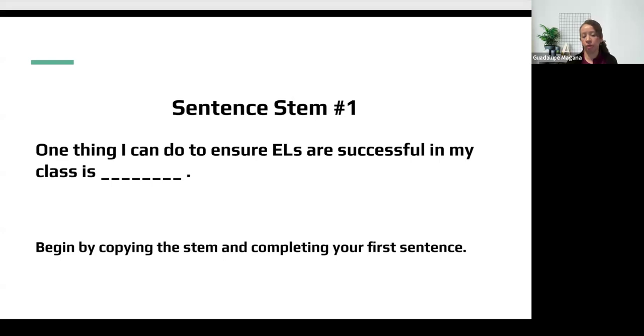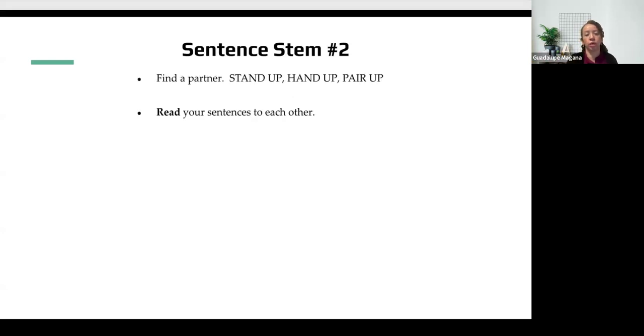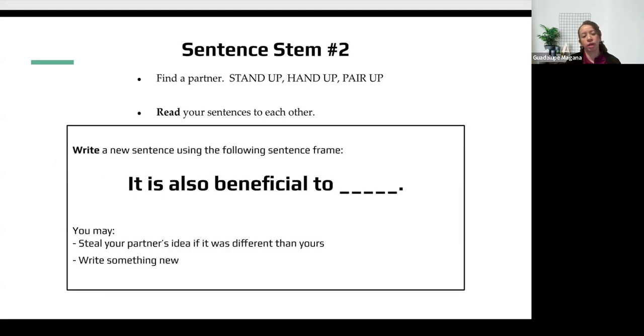You let them do that first. You wait and have them give a signal, thumbs up or pencils down, whenever they're ready. Then you let them know that once they're done, they're going to be moving to share their sentence, and then prepare for sentence 2. So they will stand up, hand up, and pair up. They will read the first sentence that you provided, the one they wrote, to their partner. And once they have done that, you provide the second sentence. It also benefits too, and you can add to it, of course, depending on your context.